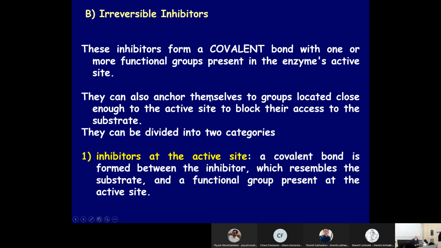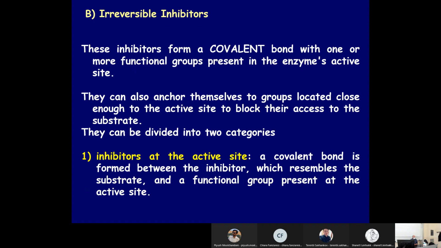We can also have irreversible inhibitors, and in this case, this type of inhibitor is able to form a covalent bond with the active site of the enzyme or with a cofactor. You know that normally an enzyme has a particular cofactor necessary for the activity of this particular enzyme.